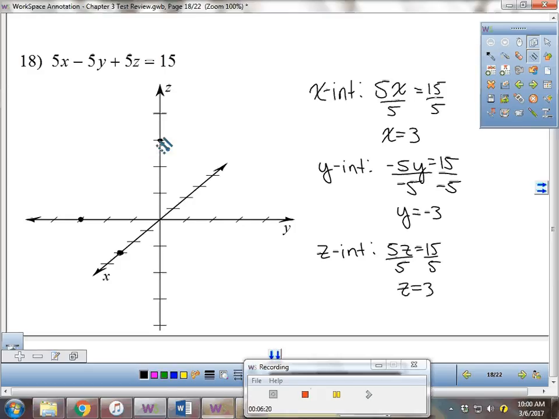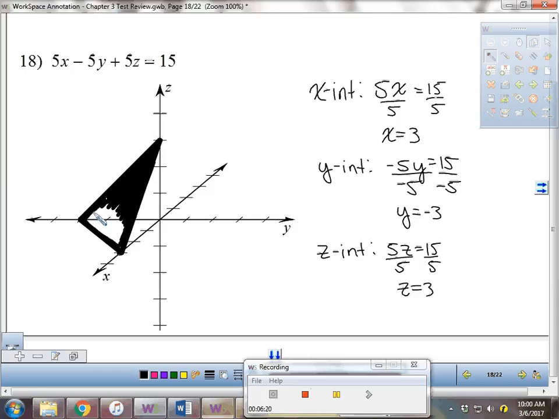Then, same thing, connect your dots. Oops, going the wrong way. And shade it in. And then you will be good to go. Alright, so this is the end of the third video. You have one more video that has all of the three-dimensional equations on it.